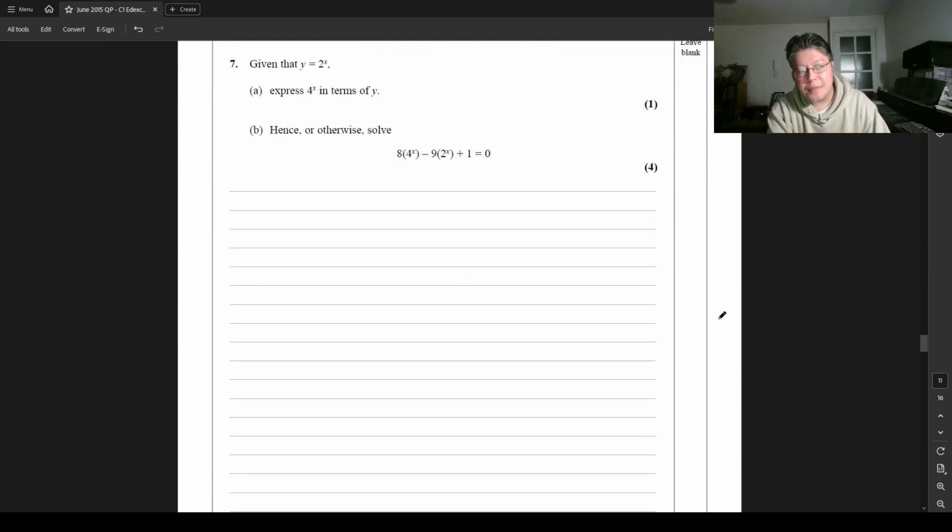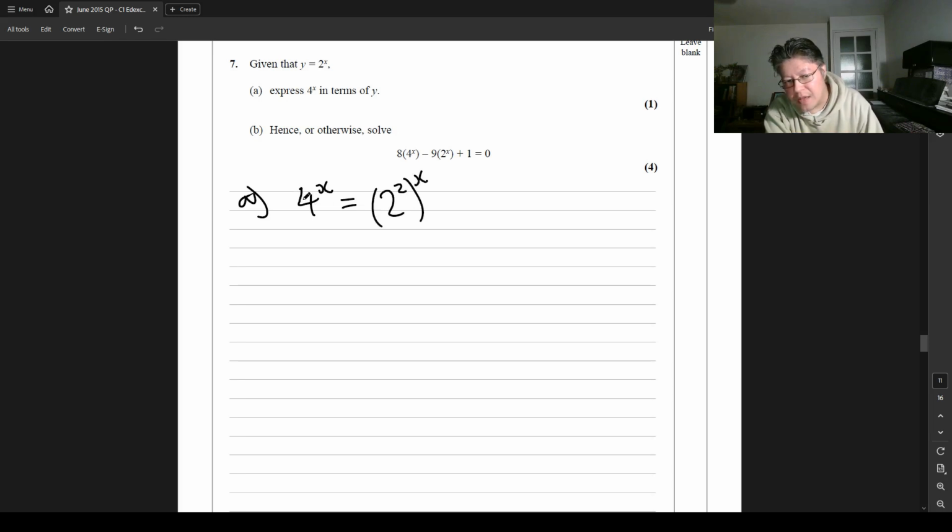Okay, question number 7. And we're given that y equals 2 to the power of x. And we want to express 4 to the x in terms of y. So let's do that. So we have 4 to the power of x. So what we're going to do, we want the base to be a 2. At the moment the base is a 4. And we notice that 4 is 2 squared. So we're going to replace the 4 with a 2 squared. So that 4 is 2 squared, and that x is that x there.